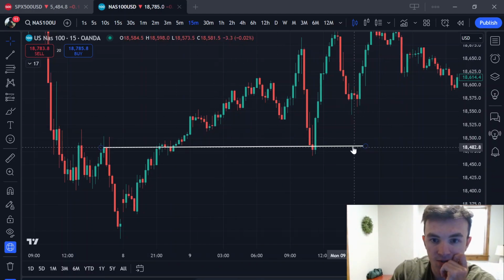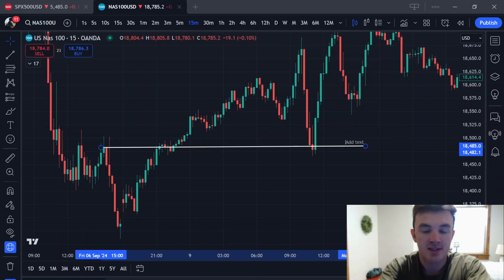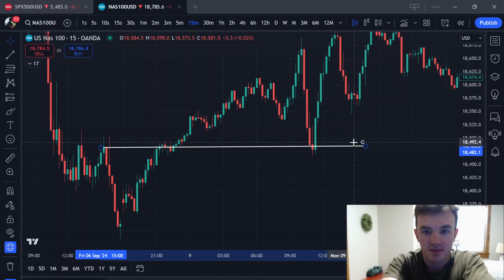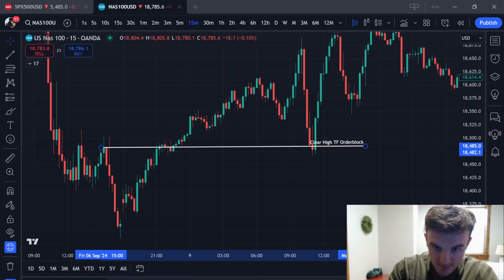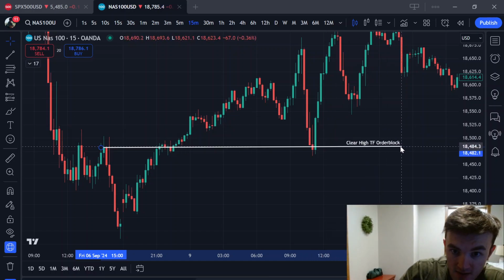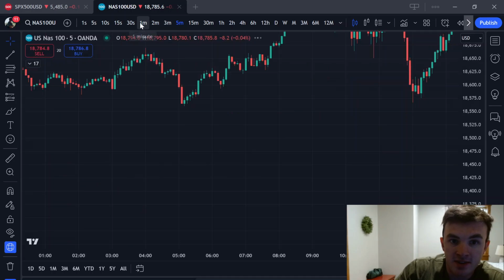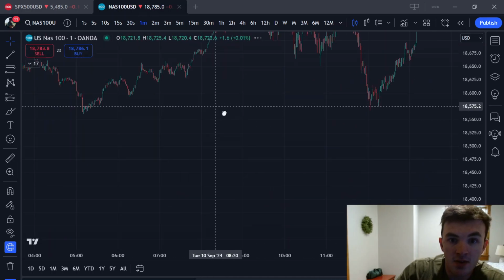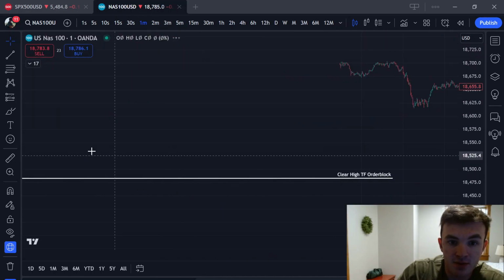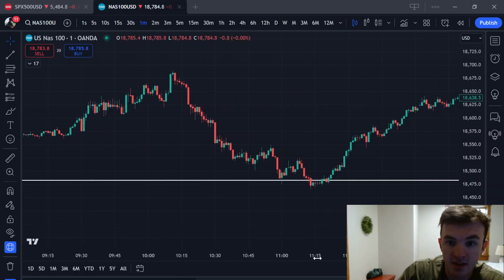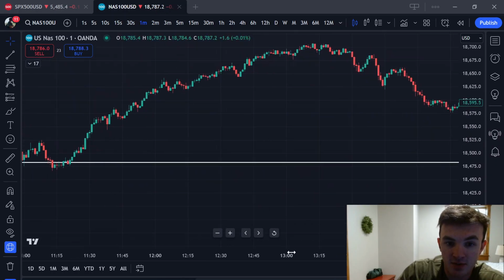I'm going to get rid of those because we don't really need them anymore. So this is a clear high time frame order block, and I had noticed right in the morning that we had pushed into this high time frame order block, we had swept into it, and we had started to push higher.